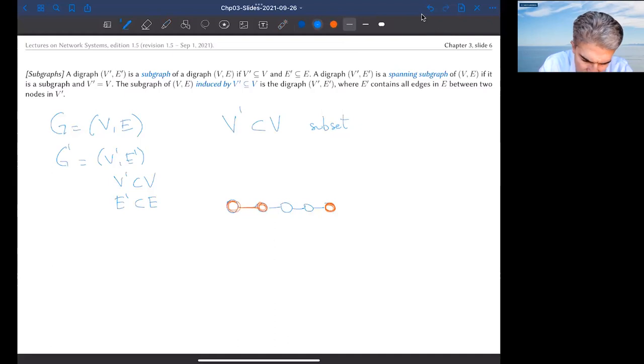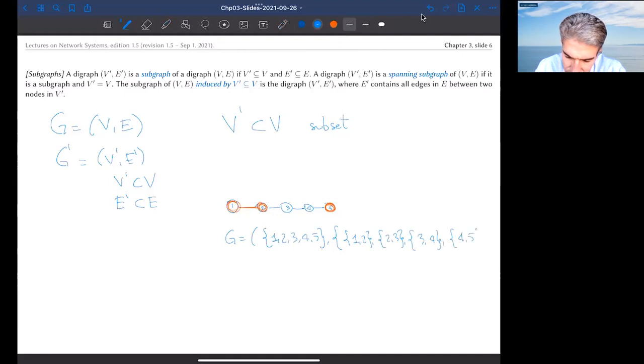Maybe it's useful if I just write it out. So if this is node 1, 2, 3, 4, and 5, the graph G would be 1, 2, 3, 4, and 5. And then the graph G has a collection of edges, which is the edge from, well, this is an undirected graph, so the edge from 1 to 2, the edge from 2 to 3, the edge from 3 to 4. I know this is a little bit boring, but just in case there was any doubt. And now this is a set of edges. So I have two curly brackets and then the parenthesis closes.